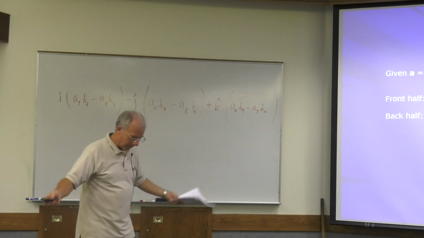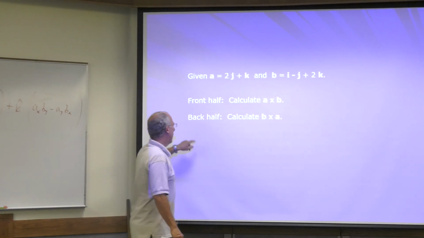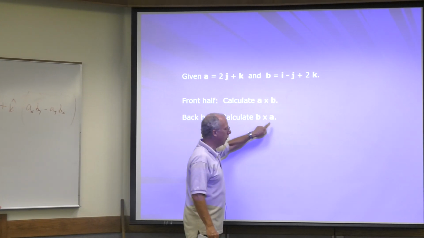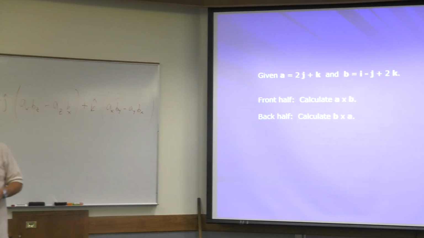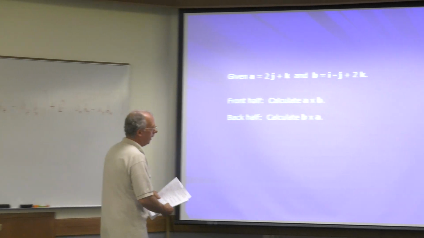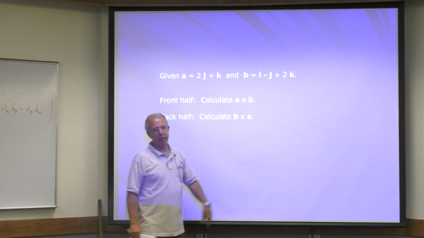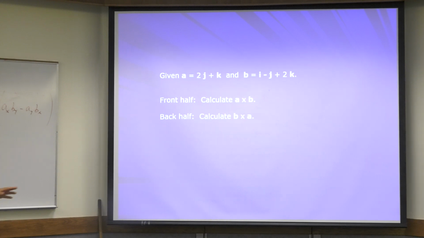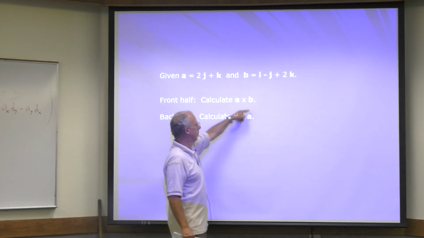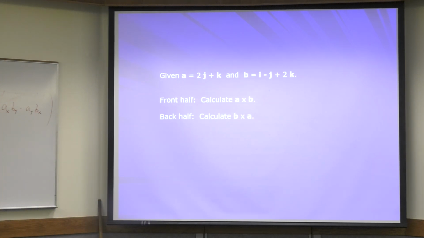If we were meeting face to face, I would have the first half of the class do A cross B. Now let's have the second half of the class do B cross A. Since we're not meeting face to face, and we all want to get practice, I'd like you to pause your video, use that formula, and calculate A cross B, and then B cross A. All right, you can unpause.